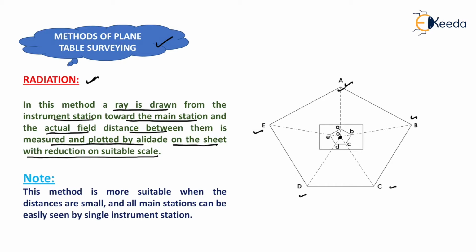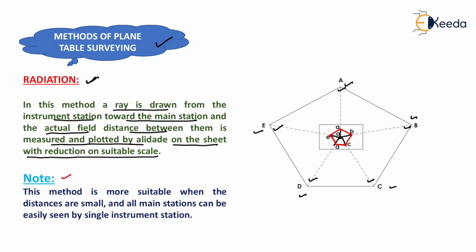Now we will place the plane table board on station O, and with the help of the alidade we will sight the stations A, B, C, D and E, and by taking a suitable scale we will plot OA, OB, OC, OD and OE, and by joining them we will get our required traverse, that is ABCDE, on the plane table sheet. Okay student, in this way we can draw the diagram of the whole area with the radiation method.